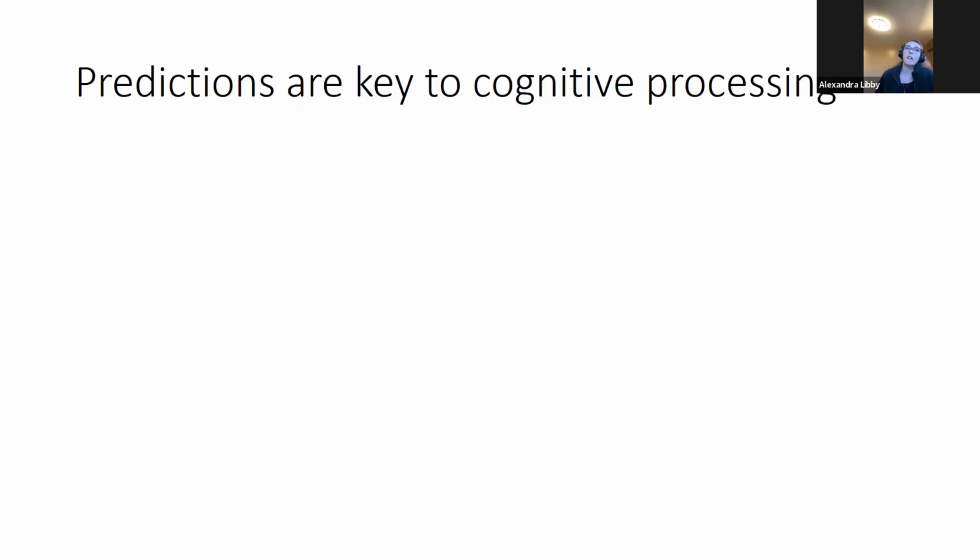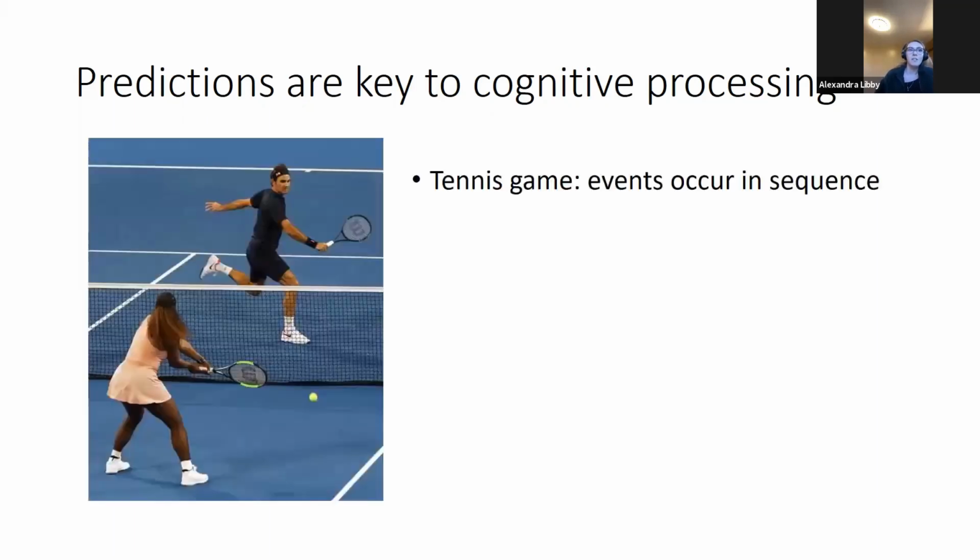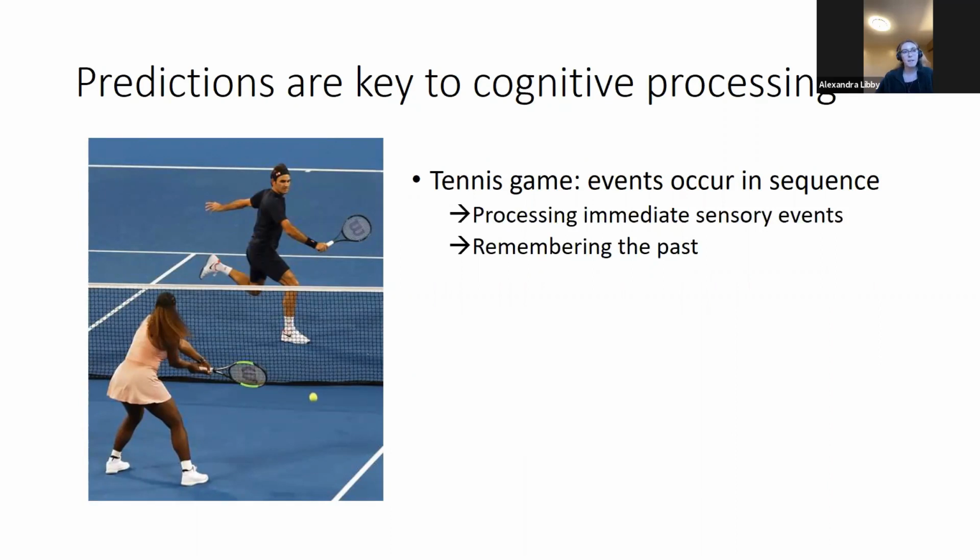As an introduction, I'm going to use a really simple example that I used in COSYNE, I guess like one or two years ago, which is just watching any sports game. It doesn't have to be tennis, but here we have events occurring in a sequence. You're just passively processing something and it seems really simple, but actually you're doing several things at once. You're processing the immediate sensory events, where the players are, where the ball is, but you're also remembering the past. And the past is the long-term past.